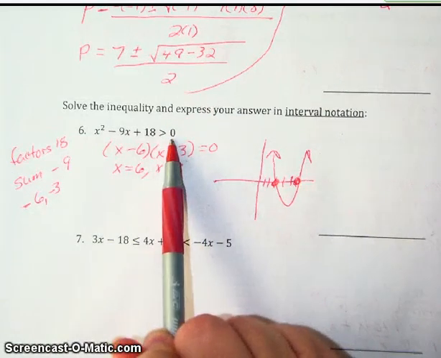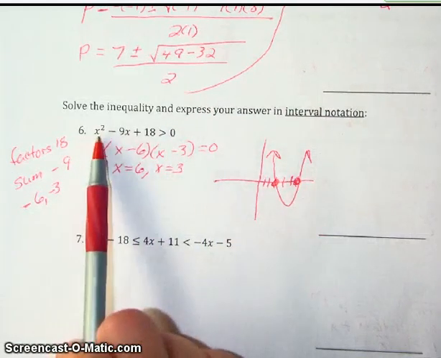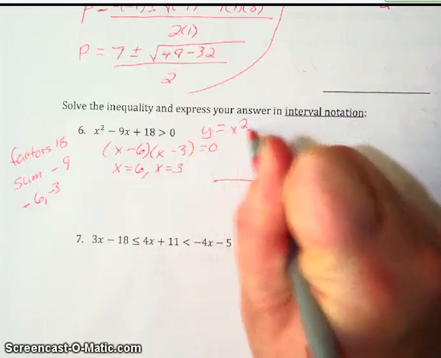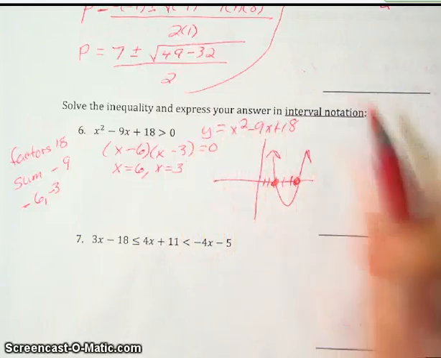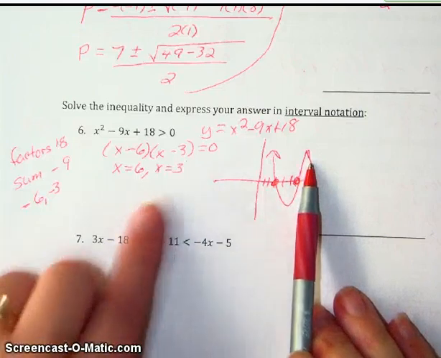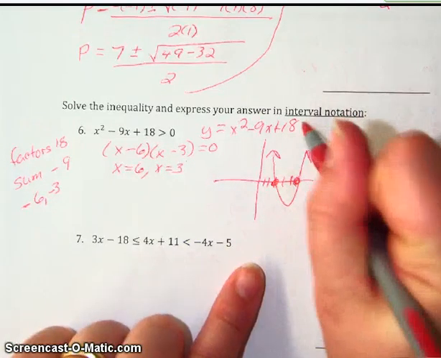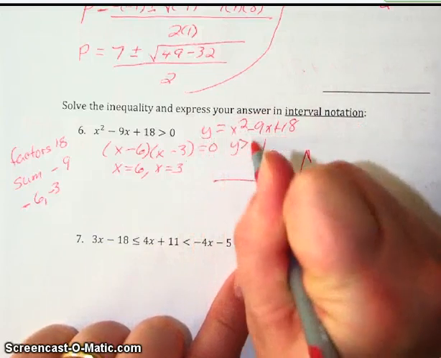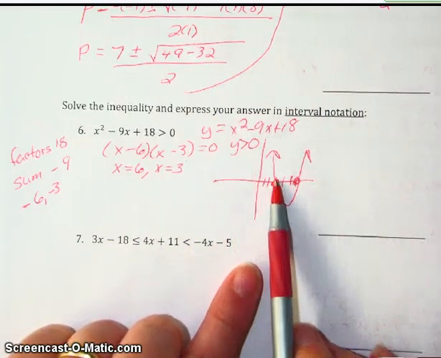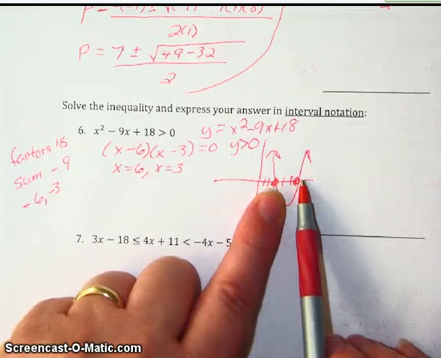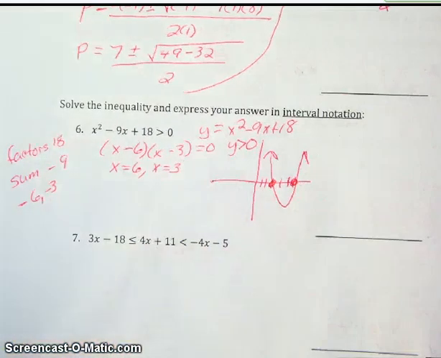What we just did is we graphed y equals x squared minus 9x plus 18. That's what this graph is, okay? So if I want to know when is this greater than 0, okay, I want to know when y is greater than 0, okay? So let's look at all of the y coordinates on this graph that are positive or greater than 0. So those are going to be the ones above the x-axis.